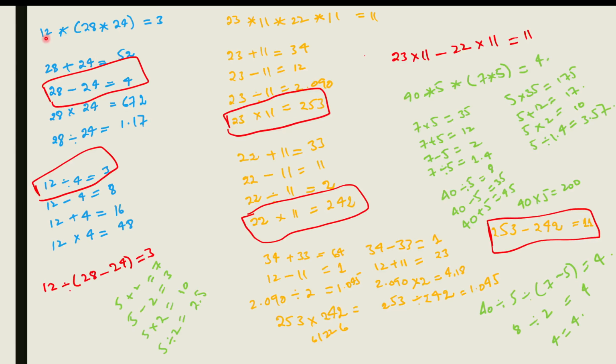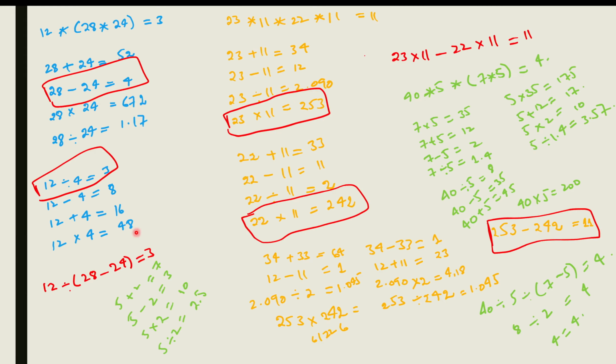Then 12 star 4 equals 3. So we have both the numbers, we have to guess the operation. It's either 12 divided by 4, 12 minus 4, 12 plus 4, or 12 multiplied by 4. If we divide, we get 3. If we subtract, we get 8. If we add, we get 16. And if we multiply, we get 48.